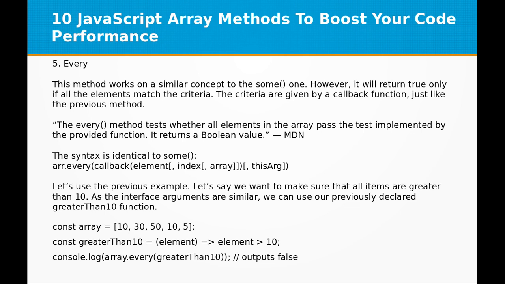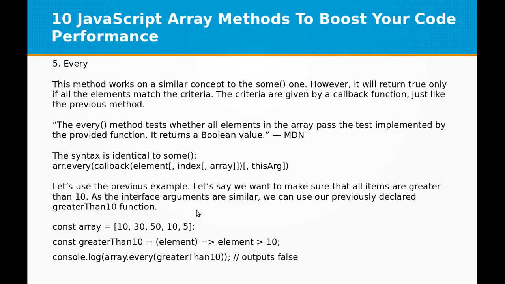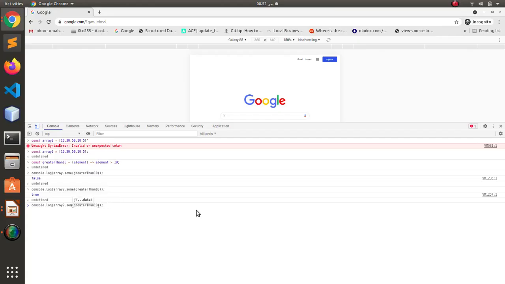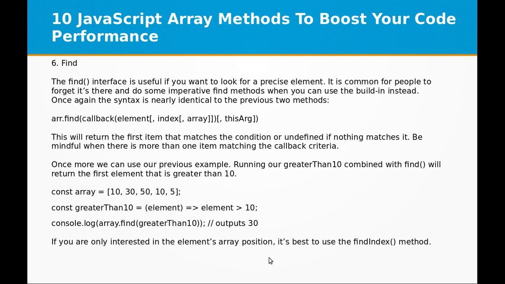Let's use the previous example. Let's say we want to make sure that all elements are greater than 10. As the interface arguments are similar, we can use our previously declared greater than 10 function. But this time we are going to use the every method instead of the sum function. And it gives us false. So this is basically the difference between sum and every function.